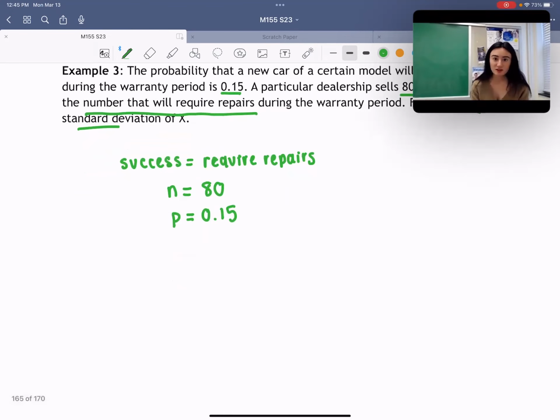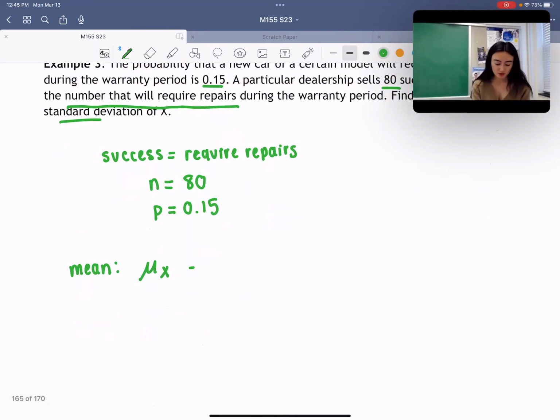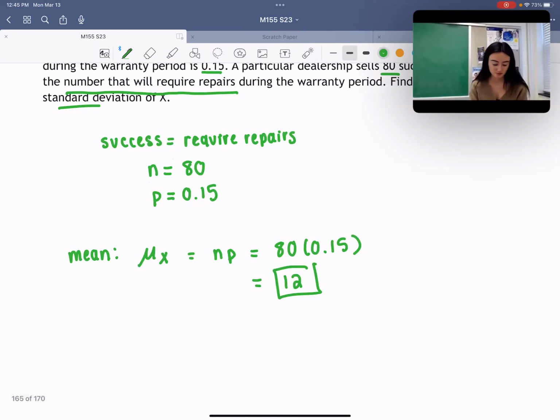So if I want to find the mean, for example, remember, the mean uses the symbol mu(x). All we have to do is plug these numbers into our formula. So if the mean is np, I just need to multiply my two numbers, 80 times 0.15. When you go ahead and do that, you should get 12, which is our mean.